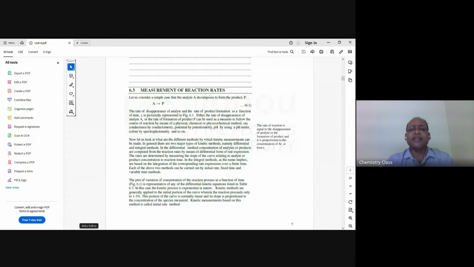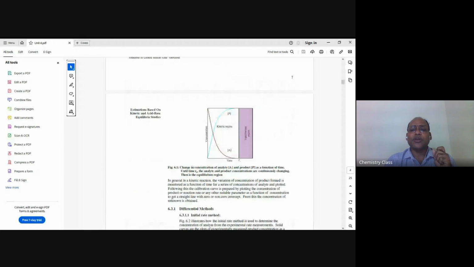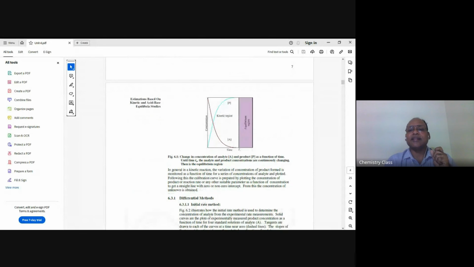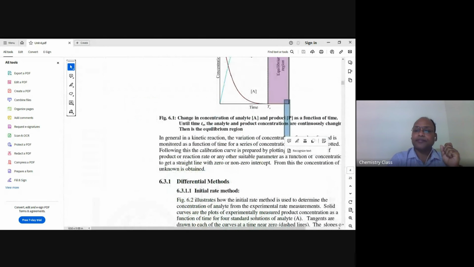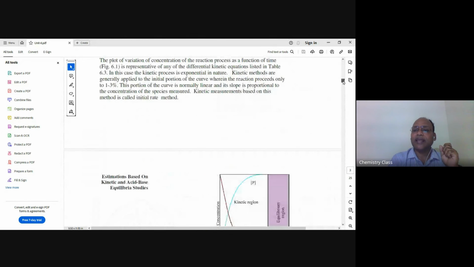Rate of appearance and rate of disappearance: rate of appearance refers to the product, and rate of disappearance refers to the reactant. A reactant always indicates disappearance, and a product always indicates appearance. So be careful about that terminology, appearance and disappearance. Now, initially, this graph is telling something. Go to the graph, this diagram.